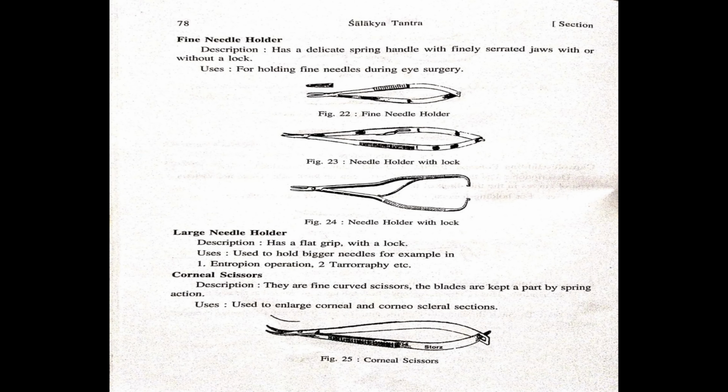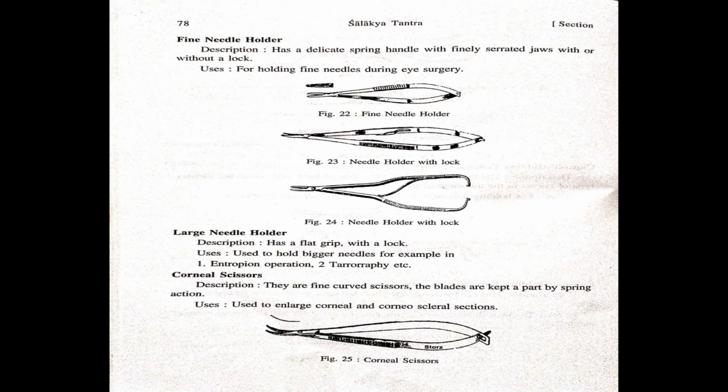Fine needle holder. Description: has a delicate spring handle with finely serrated jaws with or without a lock. Uses: for holding fine needles during eye surgery. Figure 22: fine needle holder. Figure 23 and Figure 24: needle holder with lock.